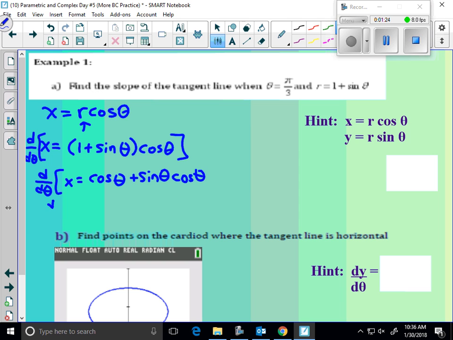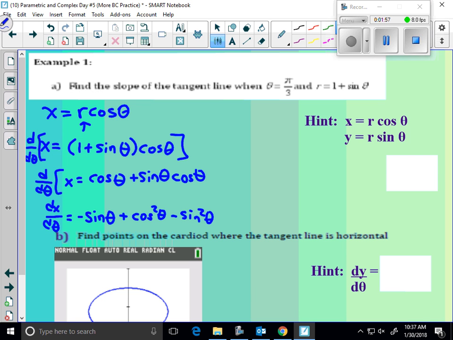Okay, so I'd get dx d theta is equal to, what would that be, negative sine theta. Let's product rule this thing together. Derivative of the first would be what? Cosine, so that'd be cosine times cosine, which would be cosine squared, plus first times the derivative of the second. What's the derivative of cosine? Negative sine. So I'd have sine times negative sine, which would be negative sine squared. So that right there would be dx d theta.